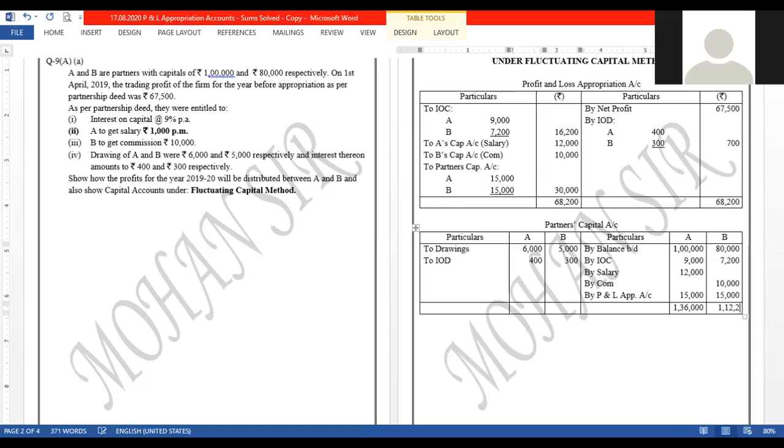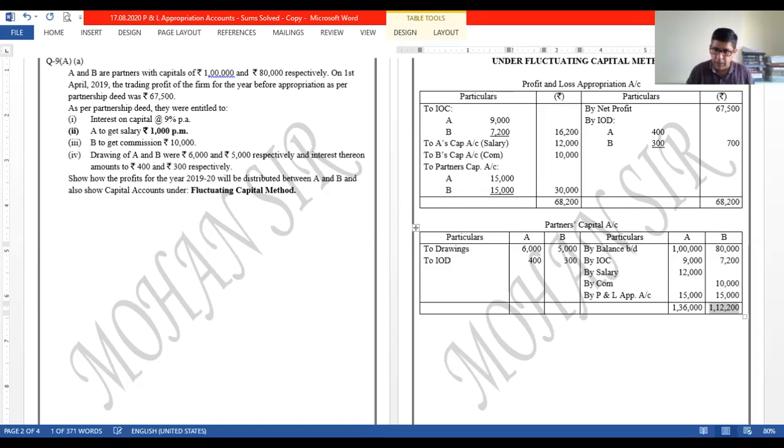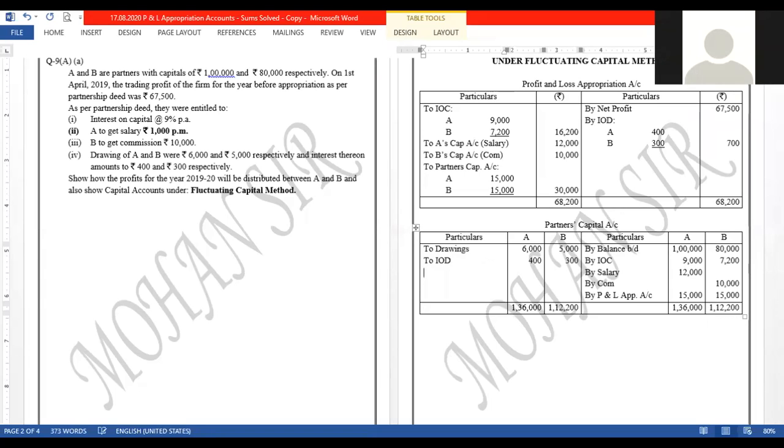1,12,200. That's good. Okay. Now I shall copy these totals over here, right? Both the totals are here. I want you to get me the difference for A and B. The difference for A and B will be written as "to balance c/d". Yes, for A the difference is 129,600.